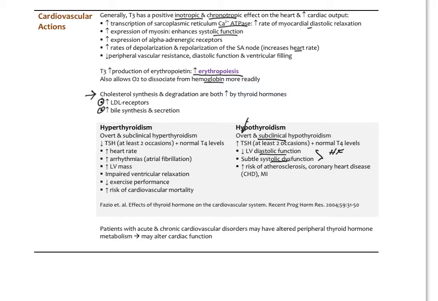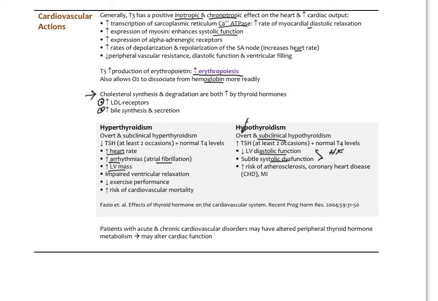In hyperthyroidism, again, either overtly or subclinically, we're going to have increased heart rate, potential for increased arrhythmias, atrial fibrillation. That's another really big thing we have to look out for in any thyroid hormone replacement therapy, is not to over-medicate to prevent that. Increased mass of the left ventricle over time, so left ventricular hypertrophy. Impaired ventricular relaxation, so that can result in diastolic dysfunction and heart failure. Decreased exercise performance, and then increased risk of cardiovascular mortality. So both hyper and hypothyroidism are associated with worse cardiovascular outcomes. So again, we want to shoot for the middle of the curve to prevent that.